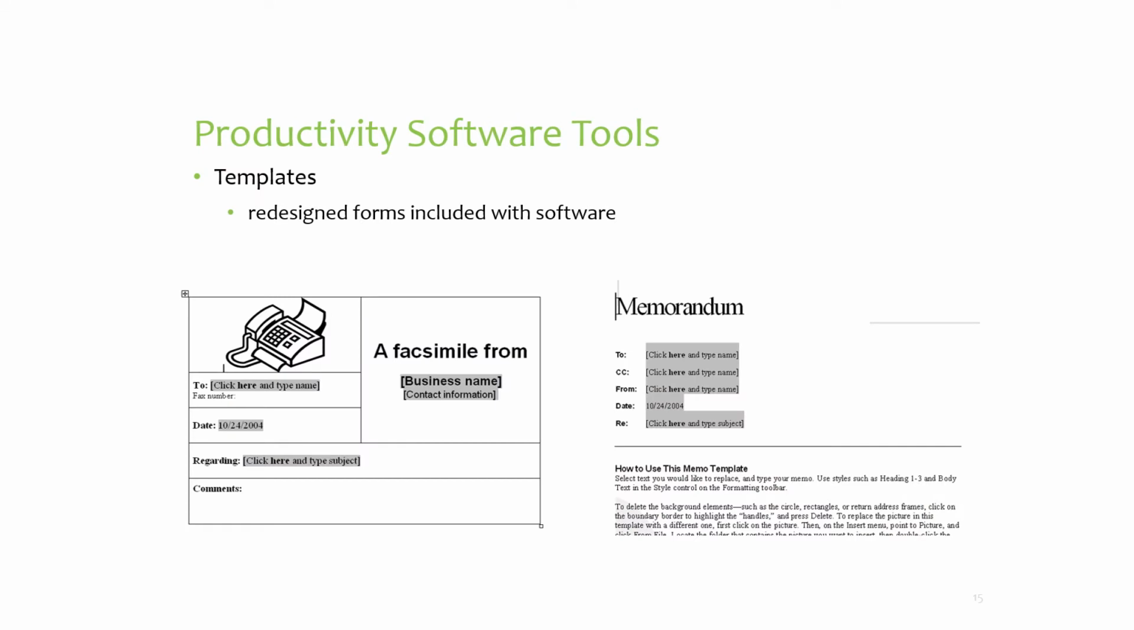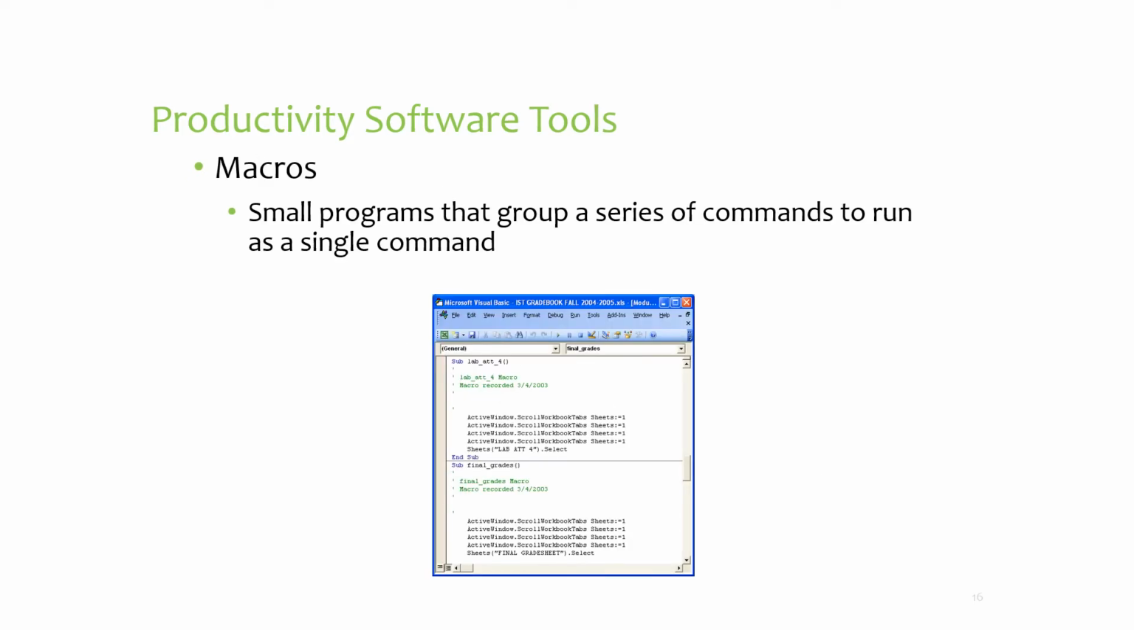Templates are forms included in many productivity applications that provide the basic structure for a particular kind of document, spreadsheet, or presentation. Macros are small programs that group a series of commands to run as a single command. Macros are best used to automate a routine task or a complex series of commands that must be run frequently.